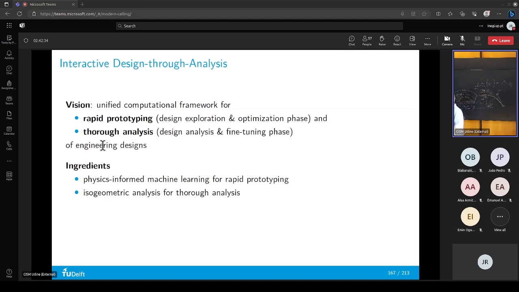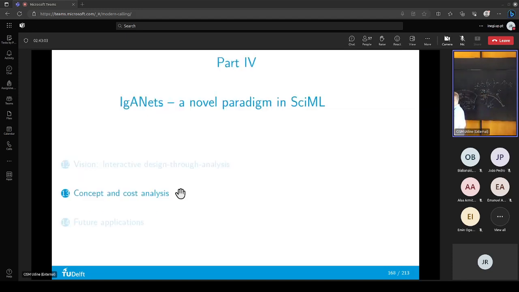And what we do is we use physics-informed machine learning, kind of an operator learning approach in which we replace the one network by a fixed basis, and IGA, more precisely least squares collocation IGA, for the thorough analysis. And the name of the game is don't leave this IGA or least squares collocation IGA paradigm at all. So let me show you the concepts and a little bit on the costs, and then have some applications.